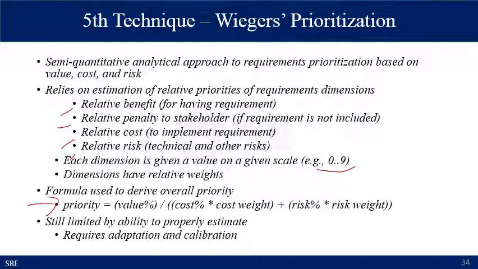This provides a better overview of the prioritization of the requirements, but it is still limited by the ability to properly estimate. As we have specified, it is difficult to identify the cost for each requirement or the benefit for each requirement. So it requires some adaptations and calibrations of the values.